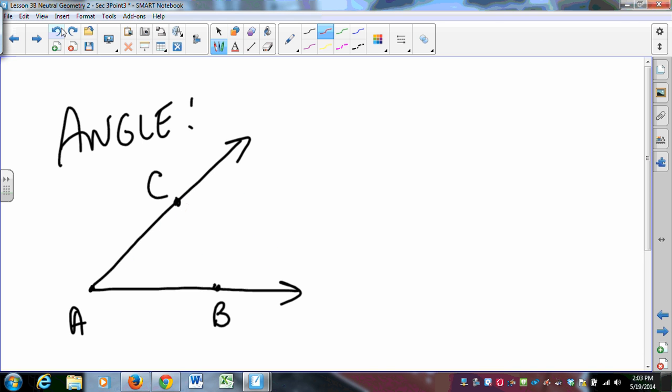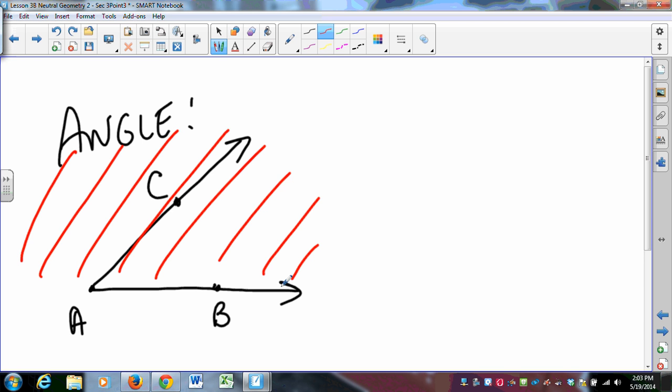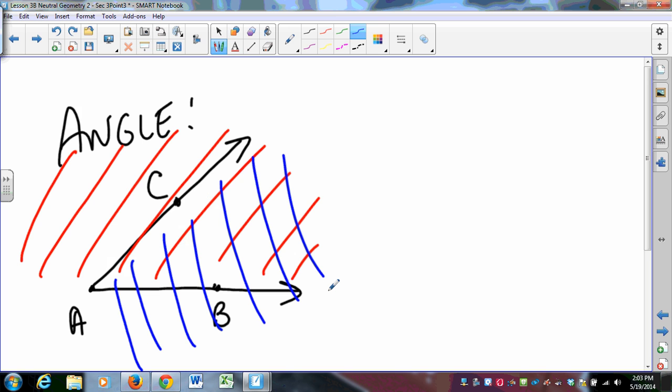Because if we pretend that ray AB divides things into two half planes, and ray AC divides the plane into two half planes, then the red-blue, what really should be purple area, is the interior. This is the interior of angle CAB. The interior of an angle is convex because I can draw a segment from any point in the interior to any point in the interior while staying completely in the interior.